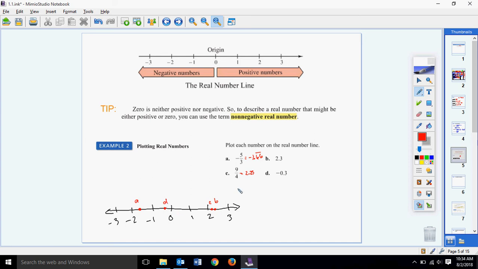So you all know how to plot. I just want you to go slow on it. It may seem like something easy, but the easy problems are the ones that are easy to mess up on. So take your time when plotting points and really think about it. Maybe convert fractions to decimals. And don't get fooled by the negatives.